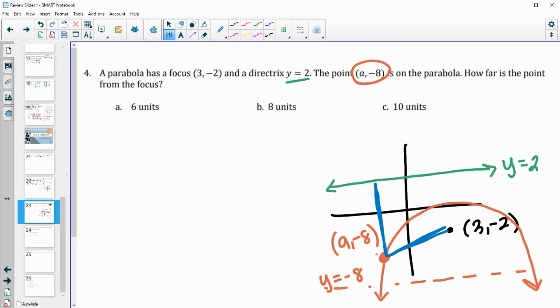And we know negative 8 up to 2 is a distance of 10. Okay, so negative 8 to 2, those are 10 apart. So then we know that this point is 10 away from here as well. So the point is 10 away from the directrix, so it's 10 away from the focus.